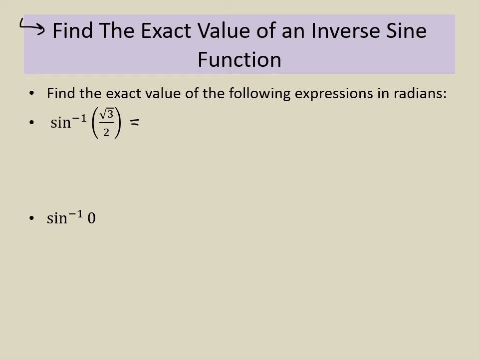Remember, the inverse sine takes a value from -1 to +1 and gives an angle. So this has to be an angle between what? Negative pi over 2 to positive pi over 2. Okay, and it says find the exact value in radians. So what angle in radians is the angle that has sine square root 3 over 2?